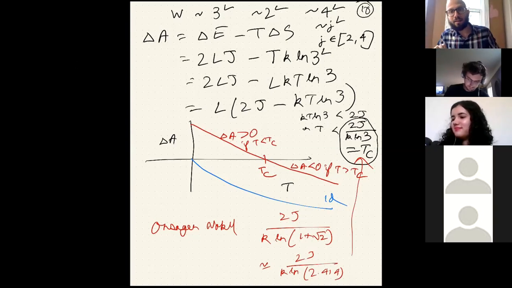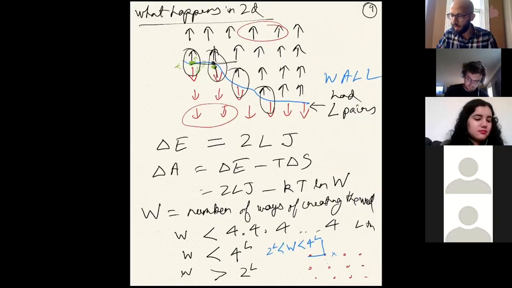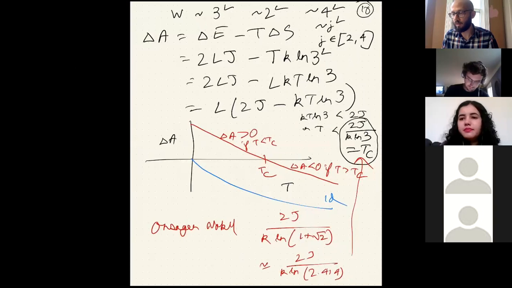His answer is exact. It is exact to any decimal value that you want. But still, it's amazing that using an intuitive picture of thinking about how many ways can we create a wall, what is the energy cost of creating a wall, what is the entropy gain in creating a wall, we can get a pretty good answer. In fact, as you can see, the true answer is probably between 2 to 3 for a square lattice. And you can go and think about it as to why that is the case.